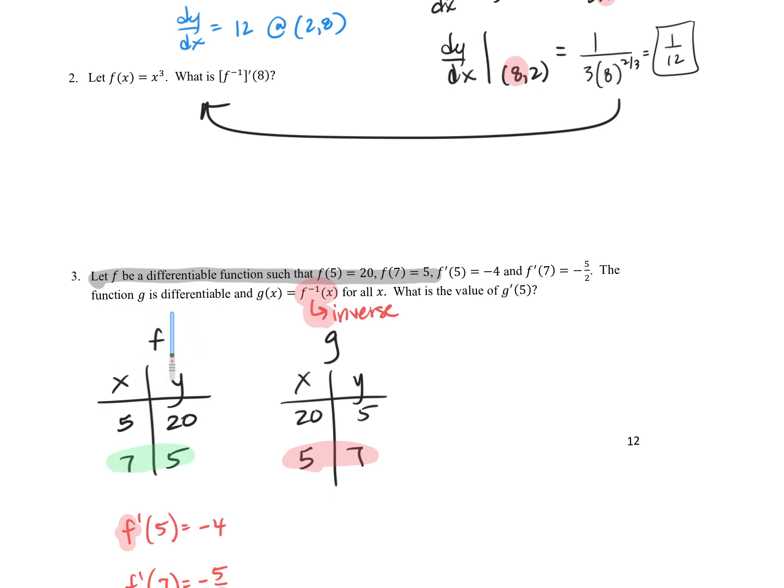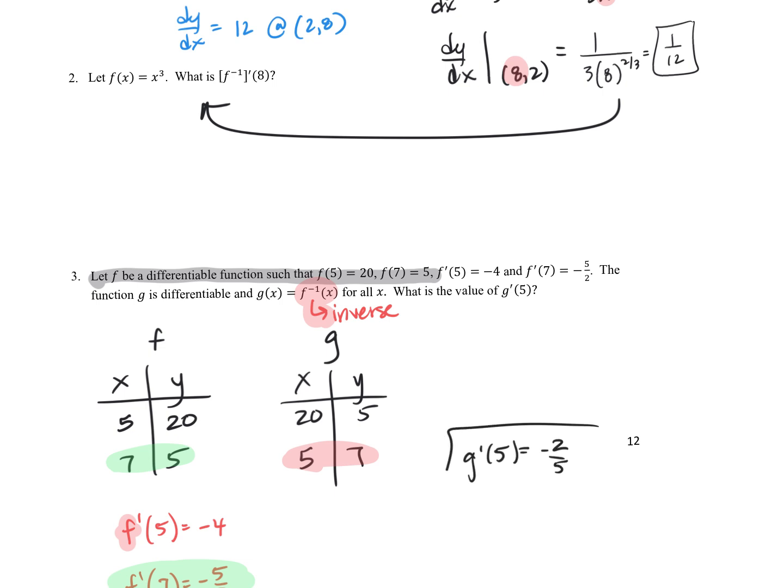So this is tricky. Let's think about this. My functions have inverse points, right? So if they want to know what g prime of 5 is, I've got to go find f prime of 7. Did they give that to us? They gave that to us right here. And whatever that slope was, which was negative 5 halves, this slope is going to be the reciprocal. So what do you think we'd say g prime at 5 is?